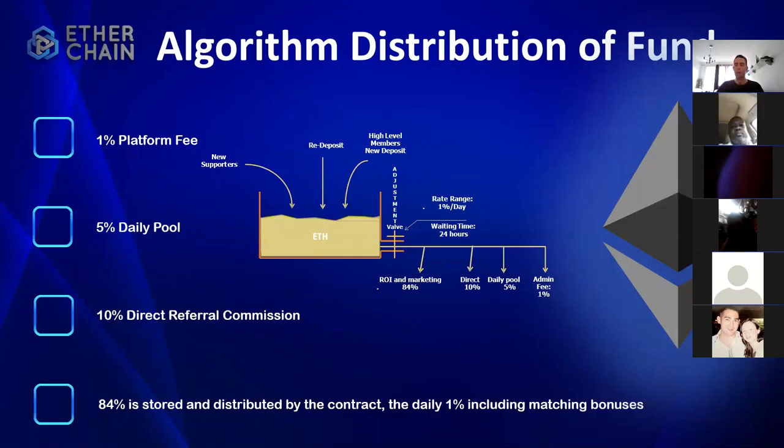Now, let's have a look at the full algorithm distribution of the fund. Out of the 100% that is being deposited to EtherChain, 1% goes away as a platform fee, 5% is being added to the daily pool, 10% is being paid out immediately as direct referral commission, while 84% is stored and distributed by the contract itself. It is the daily 1%, including matching bonuses.